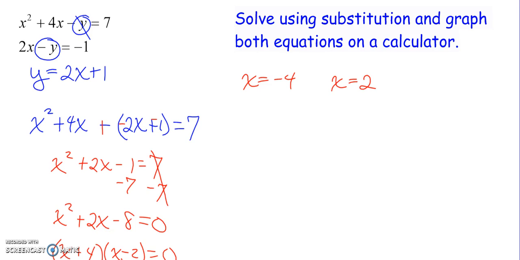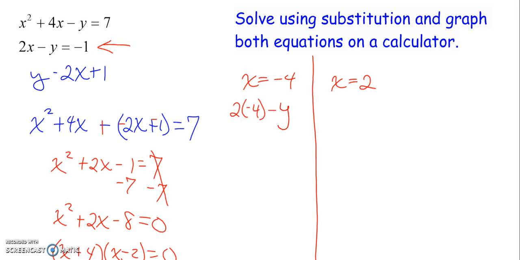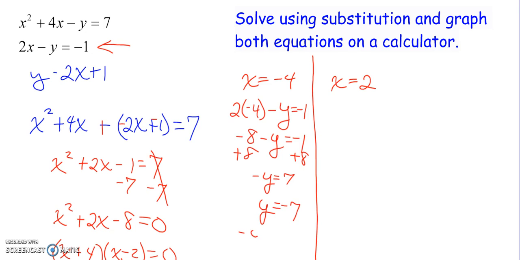All right, so what I really have here is two separate problems now. I've got to solve when x is equal to negative 4. When x is equal to negative 4, let's look at this second equation because I think it's a little easier. If x is negative 4, it's 2 times negative 4 minus some value, and it's got to equal negative 1. Well, that's negative 8 minus y equals negative 1. So if you add 8 to both sides, you're going to get negative y equals 7. So here, y would have to equal negative 7. One answer, negative 4, negative 7. That's one of our answers.